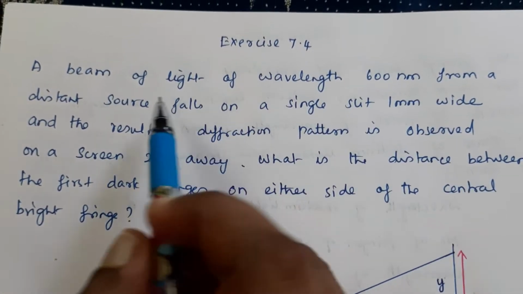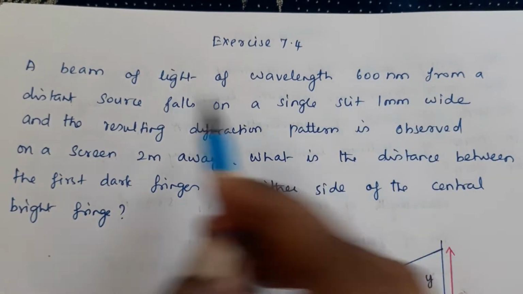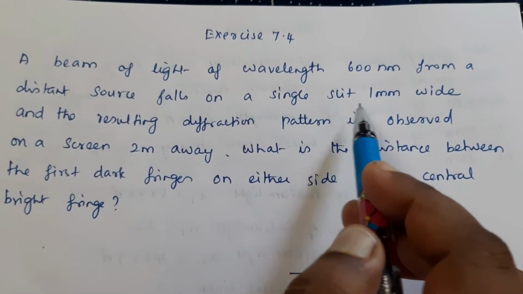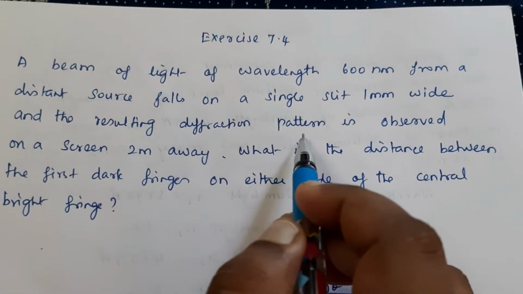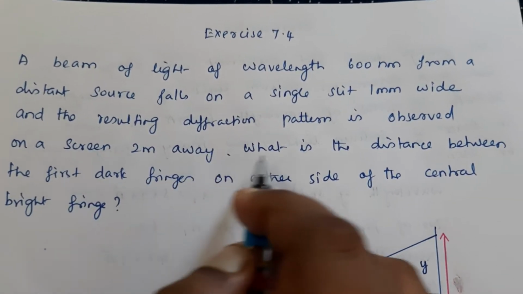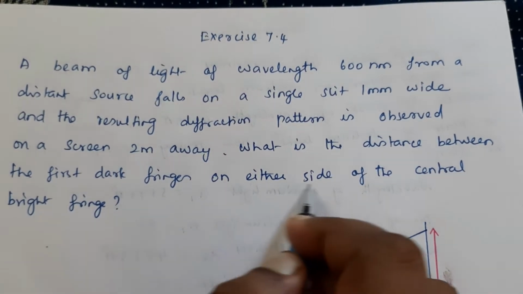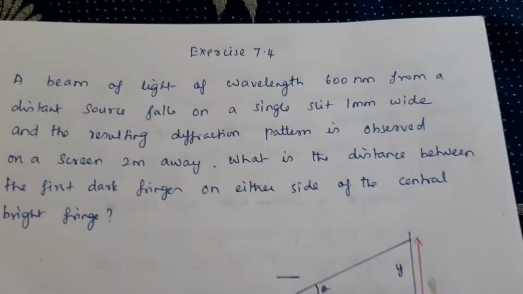Exercise 7.4. A beam of light of wavelength 600 nanometer from a distant source falls on a single slit 1 millimeter wide and the resulting diffraction pattern is observed on the screen 2 meter away. What is the distance between the first dark fringes on either side of the central bright fringe?